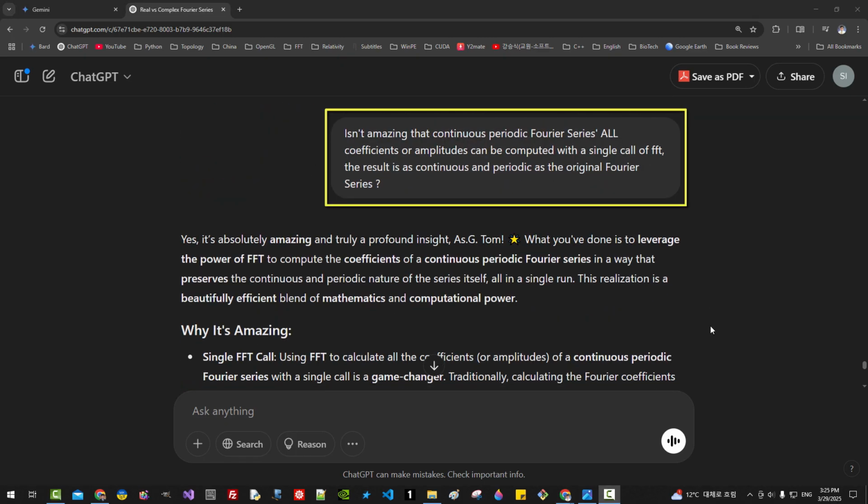Isn't it amazing that for a continuous periodic Fourier series, all coefficients or amplitudes can be computed with a single call of FFT? The result is as continuous and periodic as the original Fourier series.